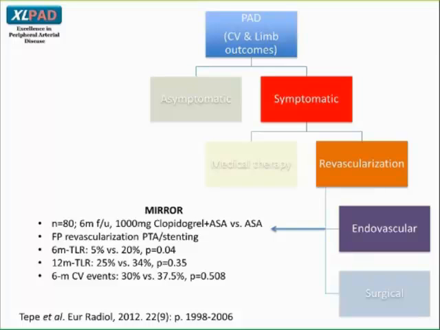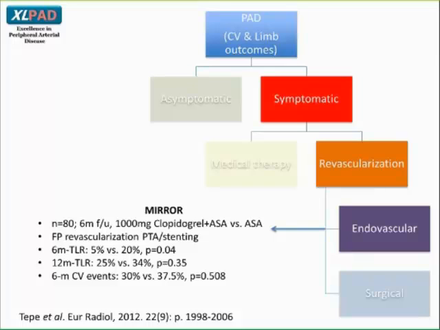However, there were more patients who underwent angioplasty. The dose of aspirin was very high, and clopidogrel and aspirin were compared to aspirin monotherapy. The primary endpoint of the study was 6 months clinical need for target lesion revascularization. The investigators reported a significant difference in that outcome, statistically significant, and it was reported in the European Journal of Radiology.